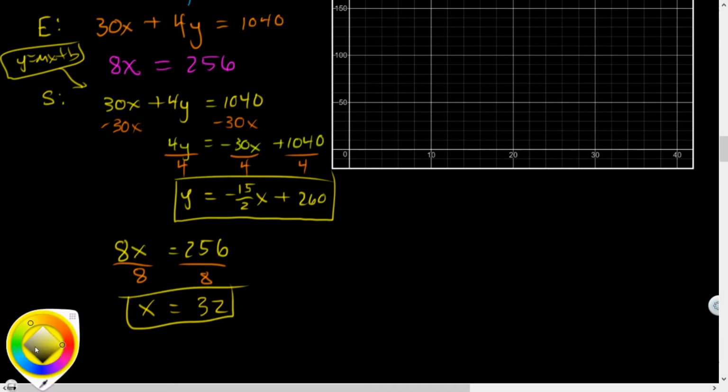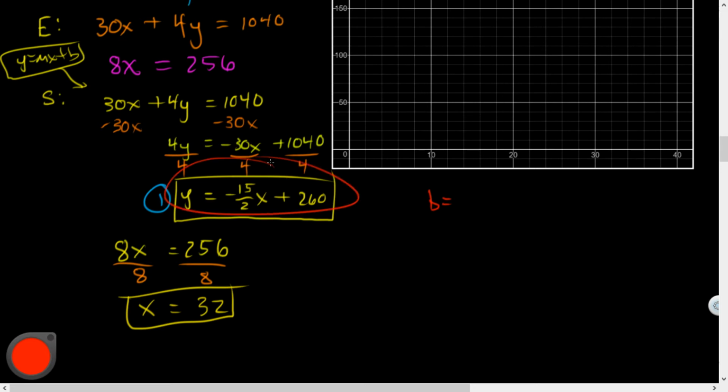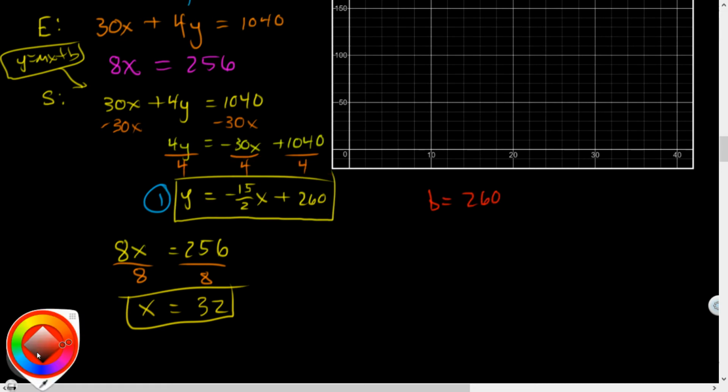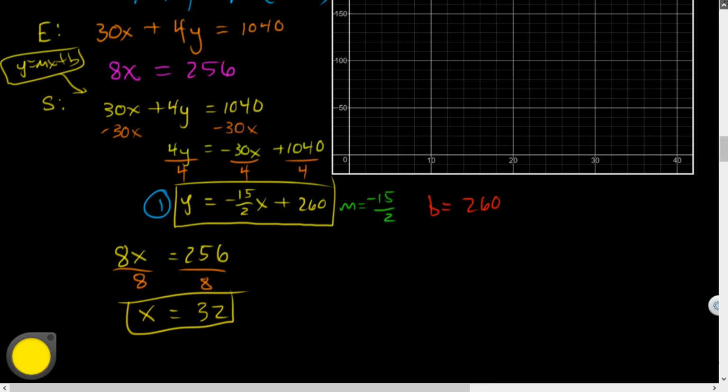So don't worry, friends. So guys, let's see. So here's my equation 1. Be quiet. What is the y-intercept? This one. And what is the slope? Not really. But we'll graph it. We'll see how it goes.